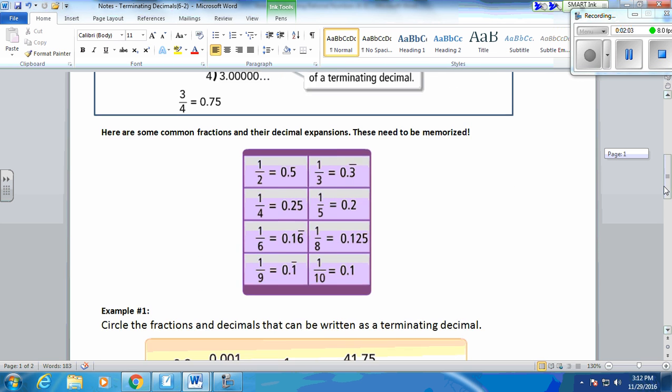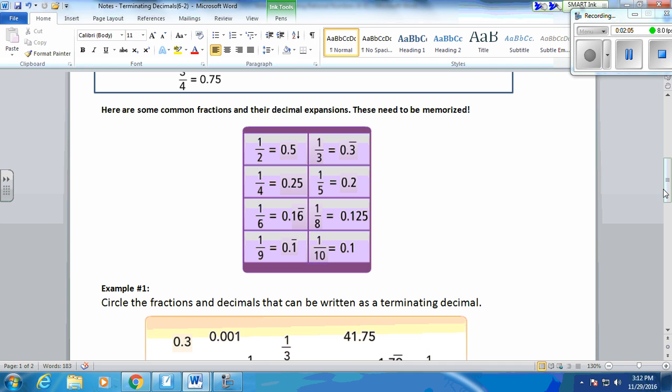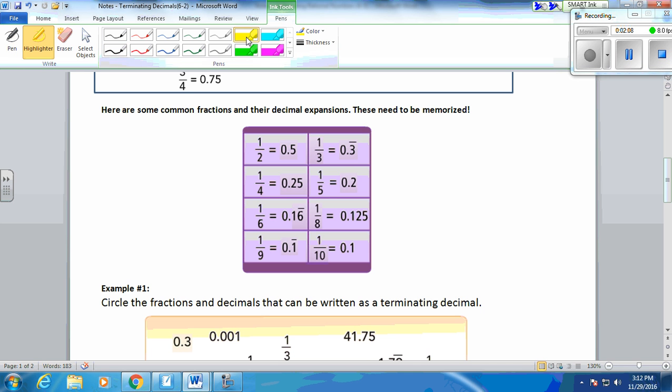On your notes here is a list of common fractions and their decimal expansions. You should have these memorized. These are common fraction to decimal relationships that you should become familiar with. You already have probably a good chunk of them memorized, so it's not like I'm asking you to spend hours here. 1/2 you know is 0.5. 1/4 you know is 0.25. I think we've practiced 1/3 enough now to know that's 0.3 repeating.